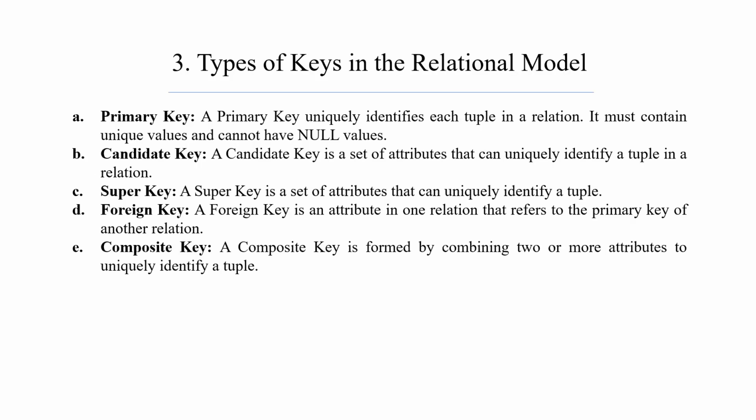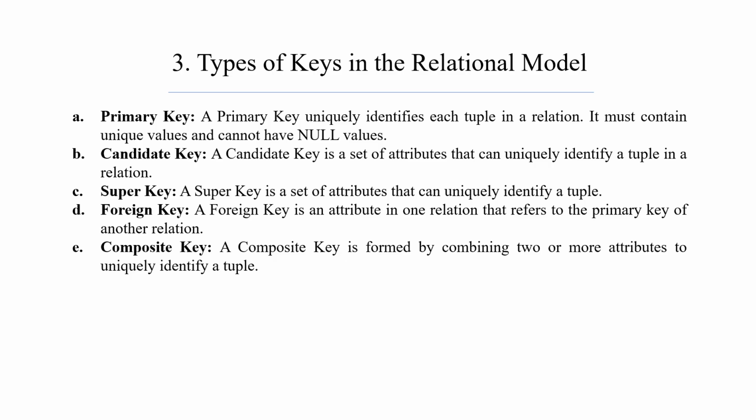This set of attributes is known as super key. Now foreign key. A foreign key is an attribute in one relation that refers to the primary key of another relation. Now this can be understood in the further examples. I will explain this in the further examples.